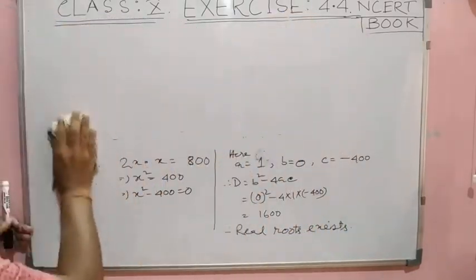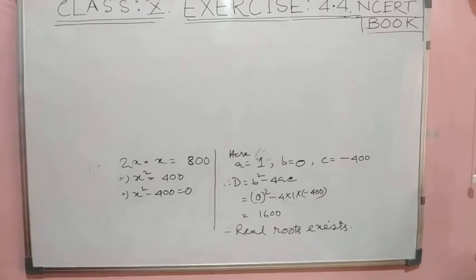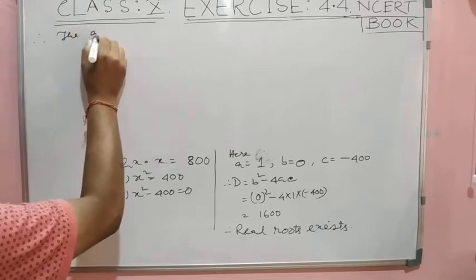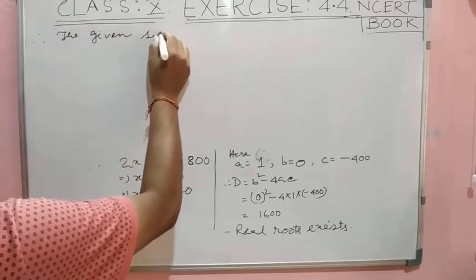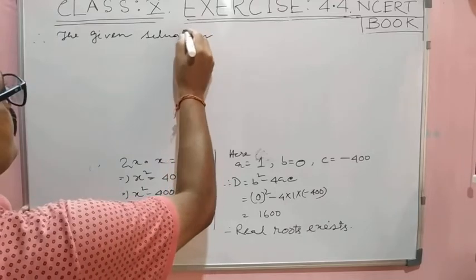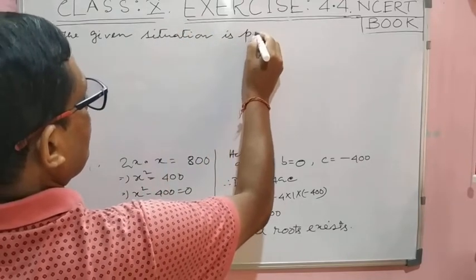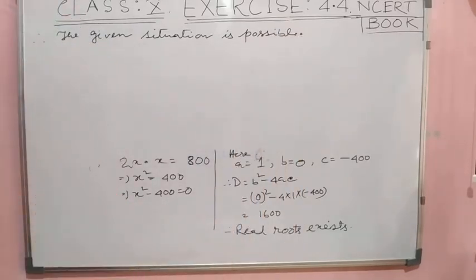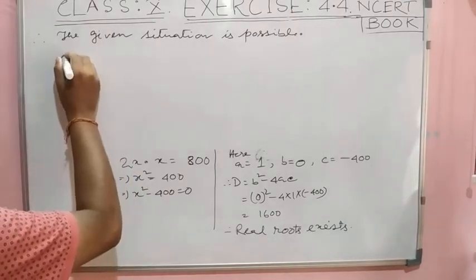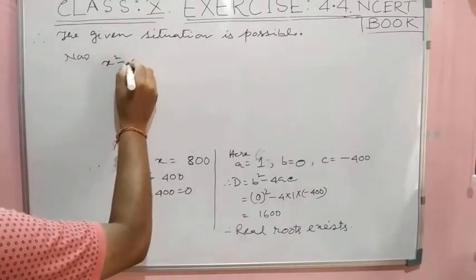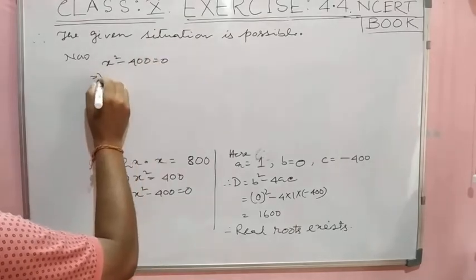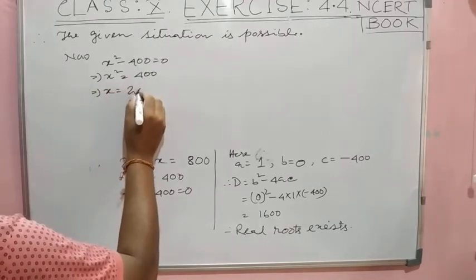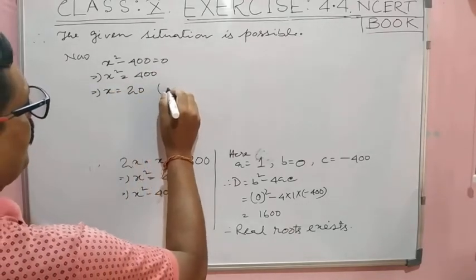So we'll write here: therefore the given situation is possible. Now we have to find out its solution. Now x square minus 400 equals 0. This implies that x square equals 400. This implies that x equals 20, taking square root and taking positive value.